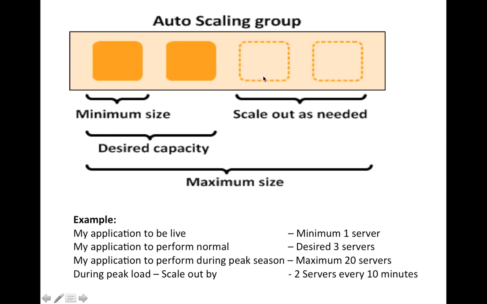During the load time, when the CPU goes more than 80% or 90%, how do you want to scale? You want it to scale up a bunch of 5 instances, a bunch of 2 instances. That's what scale out as needed. And what is desired is, as mentioned earlier, you can say, I would like to keep 10 instances running all the time.